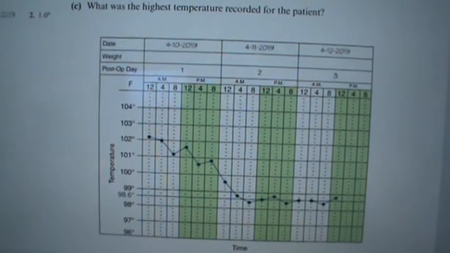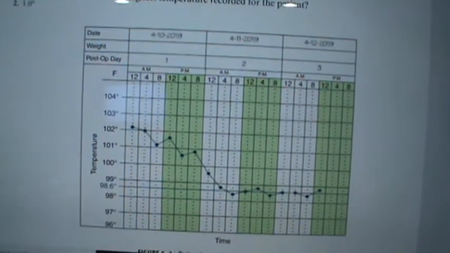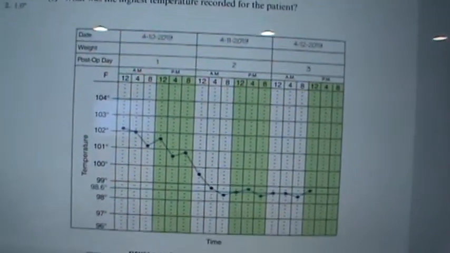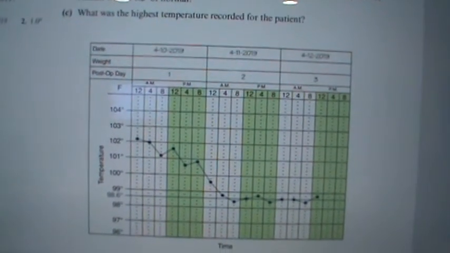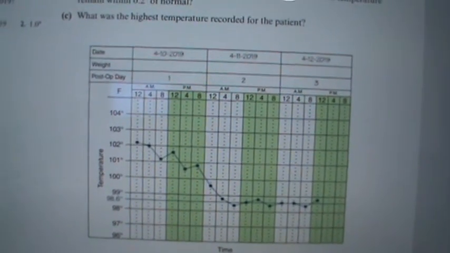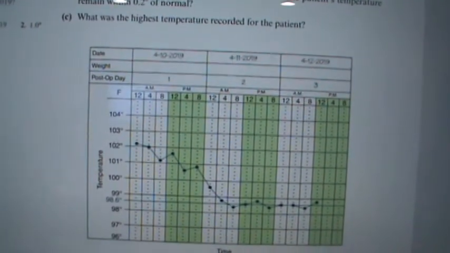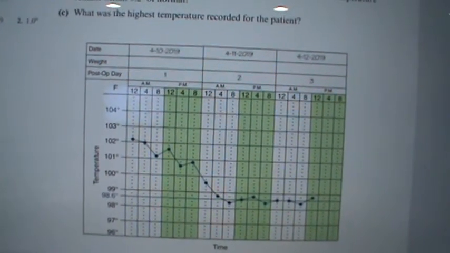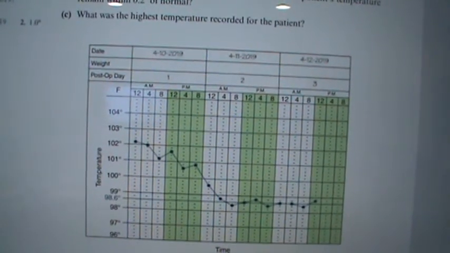So we want to know, hey, what day and time did the patient's body temperature first go within 0.2 degrees of normal body temperature? Okay, and that would be which day? It would be 4 a.m. on 4/11, right?